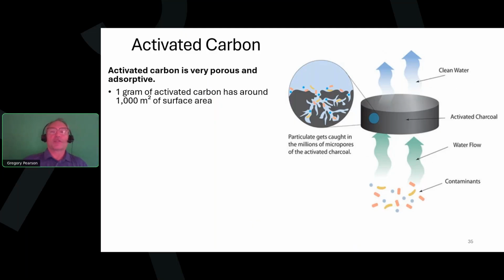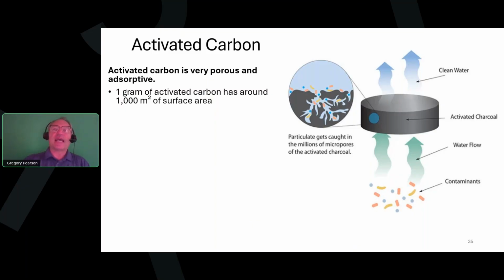Activated carbon works a little bit differently. It also has adsorptive properties, but it mostly works because of its massive surface area and pore structure. Just 1 gram of carbon can have around 1,000 square meters of surface area. So you have a couple football fields' worth of area in 1 little gram. You have an image here. You see the pore sizes, and it says the particulates are getting caught in the millions of micropores in the activated charcoal or activated carbon.